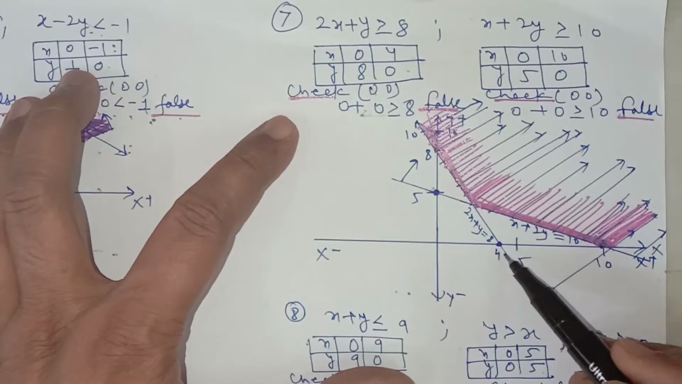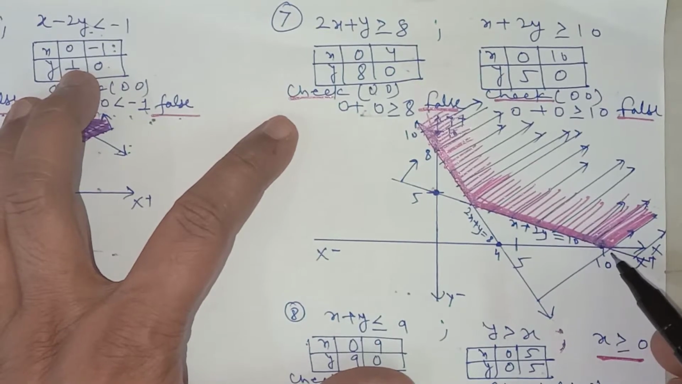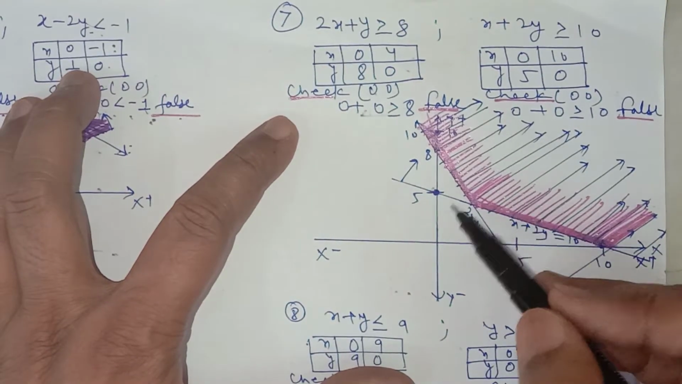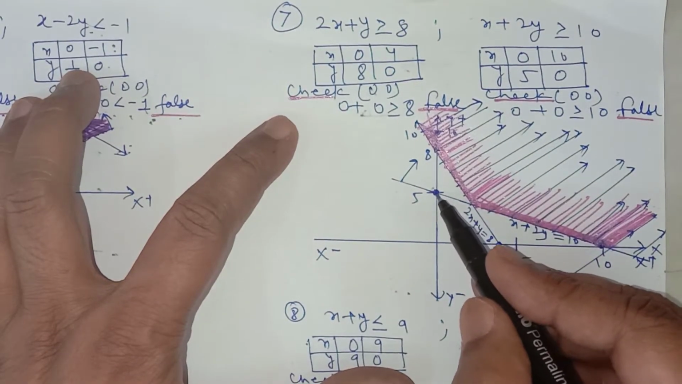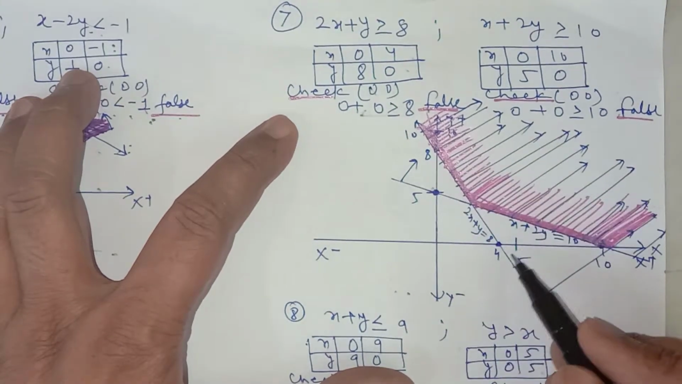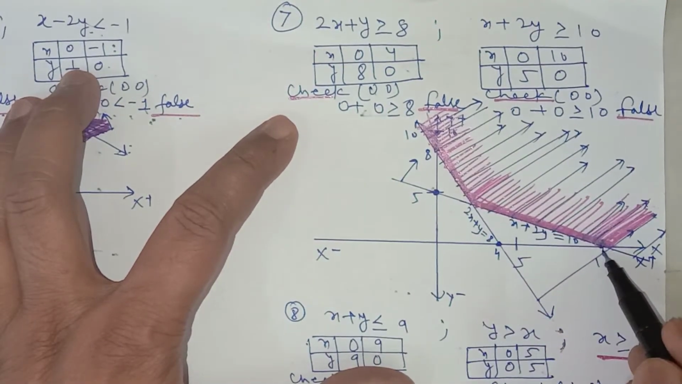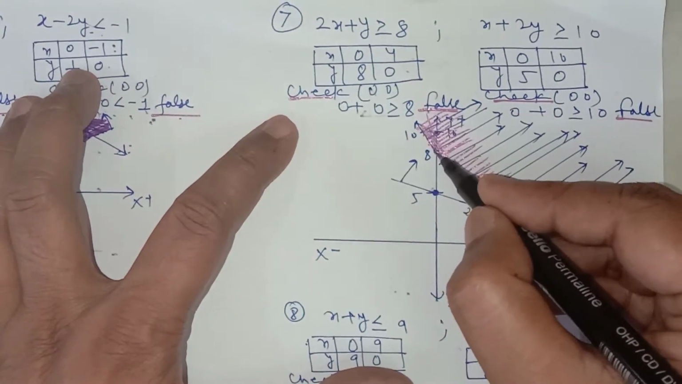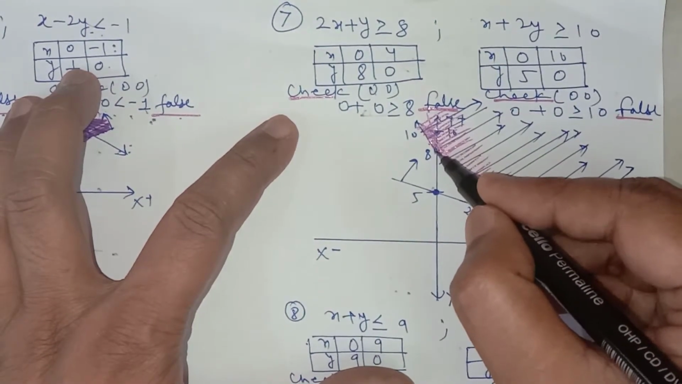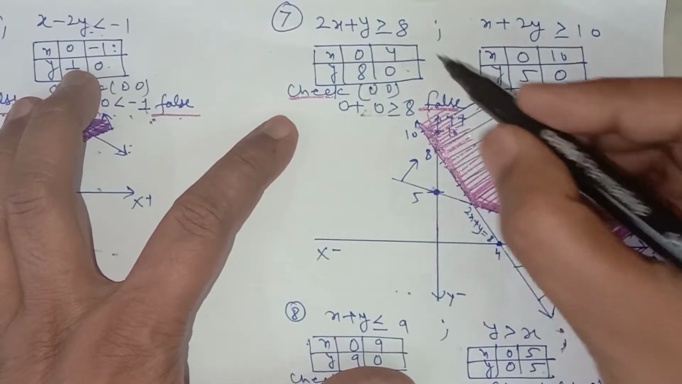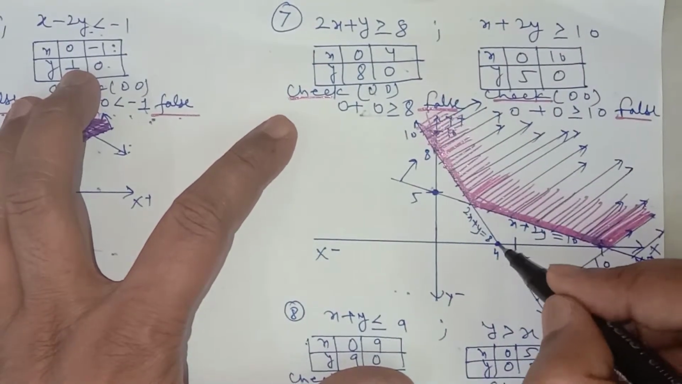I have taken, you take the proper scale in this graph. I have taken 1 centimeter as 5 units. So 5 and 10, 5, 10. I have taken 1 centimeter as 5 units in this. So x 0, y 8 will be somewhere here. If you draw on the graph paper, you will get the exact point. So x 4, y 0 is this point.